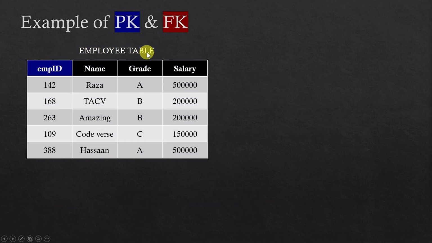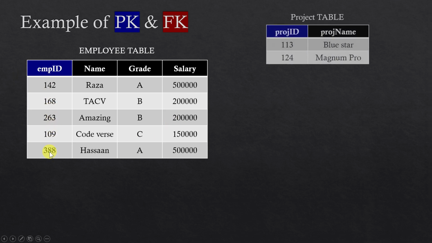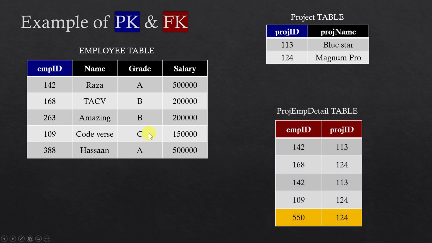So we have an employee table, and here the primary key is the employee ID. We have a second table, the project table, and it has a project ID as the primary key. But how can we tell which employee is working on which project? For that, we have another table which shows which employee is working on which project. And both of these columns are foreign keys.